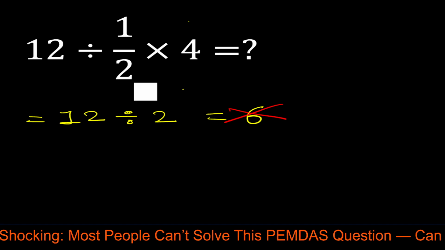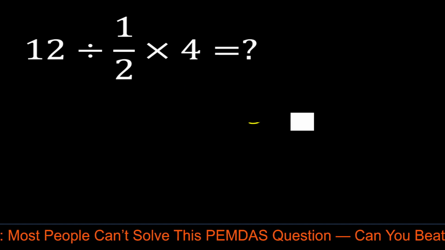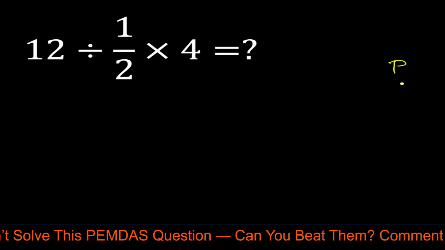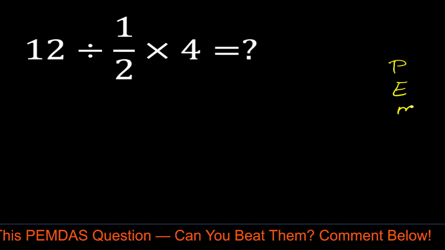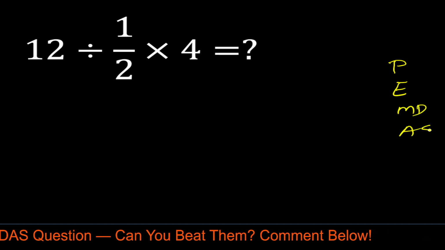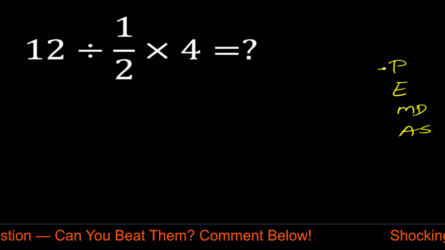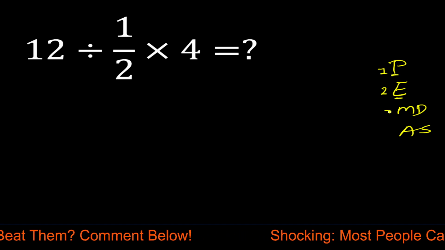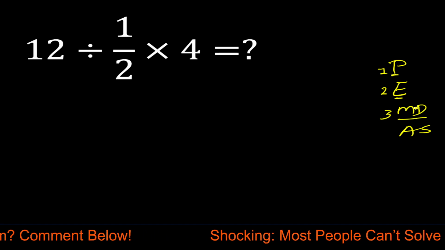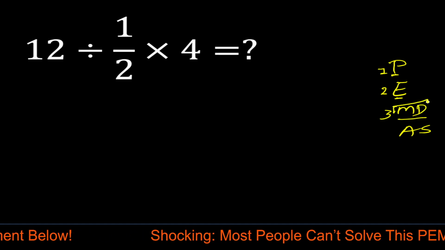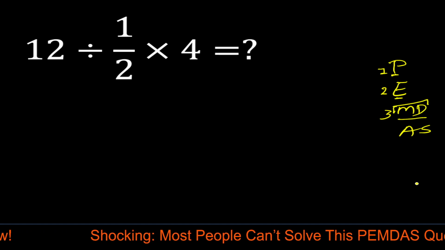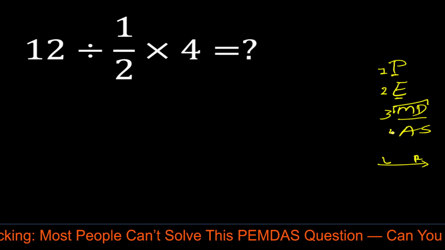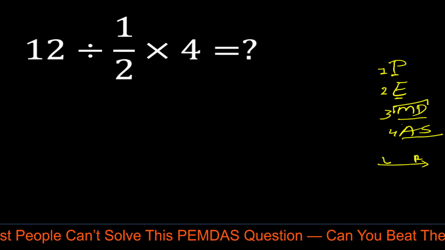So now let's solve this problem correctly by using the PEMDAS rule, right? So PEMDAS, P E M D A S. According to the PEMDAS rule, first priority is parenthesis, then second priority is exponents, then third priority is multiplication and division. Here multiplication and division both have equal priority, so we have to solve it from left to right. Then fourth and last priority is addition and subtraction.